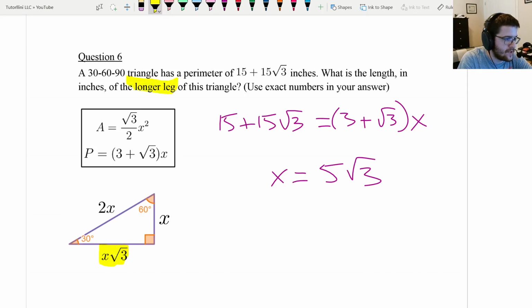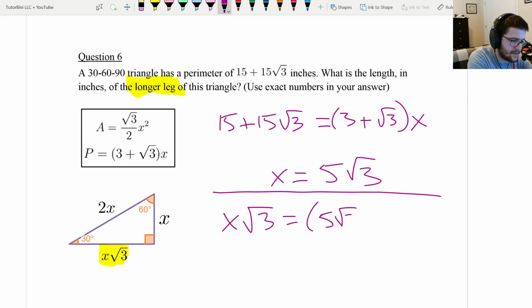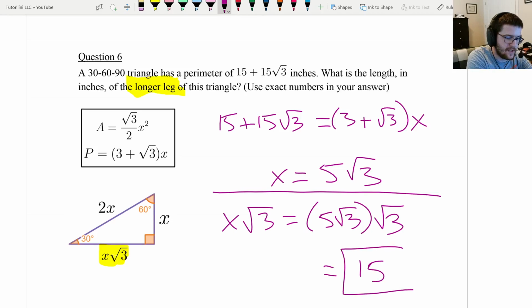So we want x root 3. So the longer leg, the side that we're trying to find is x root 3. So we're going to put in 5 root 3 for x. Root 3 times root 3 just becomes 3. We get 5 times 3, which is 15. So I believe the answer is 15 inches for the length of the longer leg. If they wanted the shorter leg, we would have just said x. The answer is 5 root 3. Great. Let's keep going.